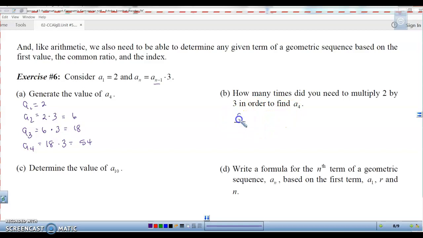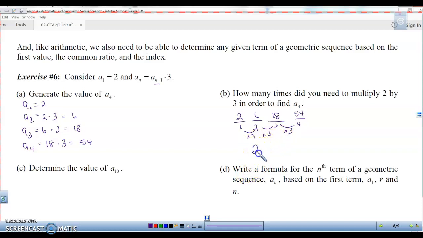All right, so we started at 2 was the first term. We multiplied by 3 for the second term and got 6. We multiplied by 3 again. We got 18. And then we multiplied by 3 again to get the fourth term, which would be 54. So how many times did I multiply by 3? You had to multiply it 3 times.